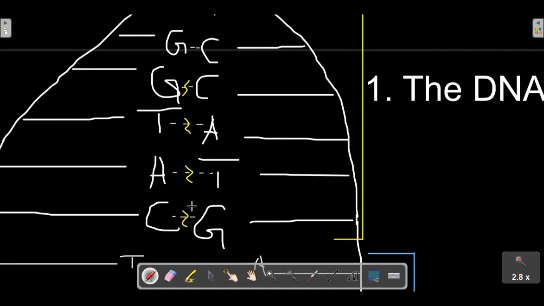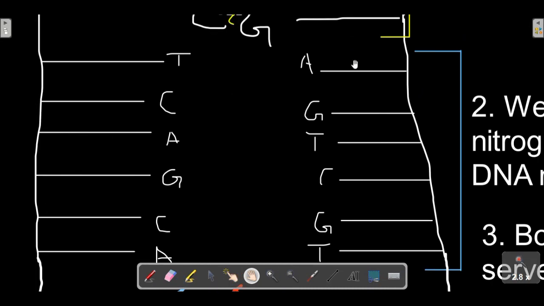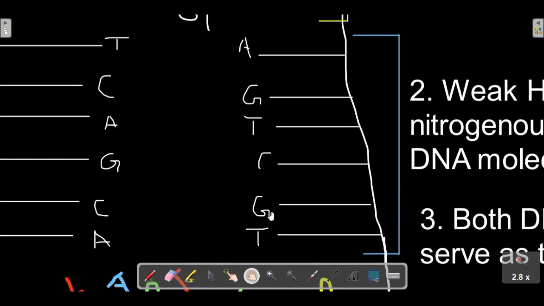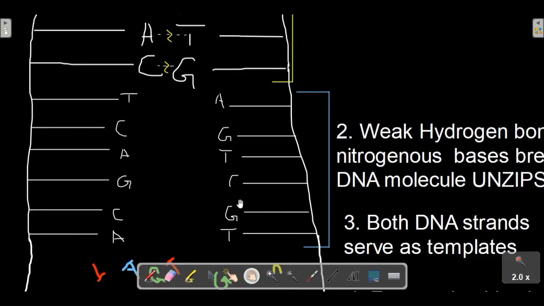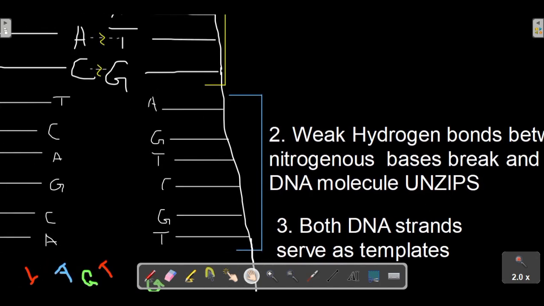Okay, so of course this breaks, and of course now you have two strands that are separate. They are no longer connected by that bond because it has broken. So now what happens? Okay, so that's the second part. We say weak hydrogen bonds between nitrogenous bases break, and the DNA molecule unzips. So by unzipping, we are basically saying that these hydrogen bonds actually are breaking. So that is the unzipping part.